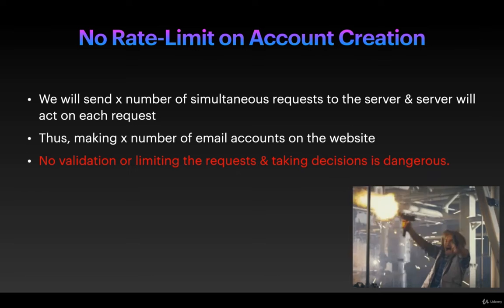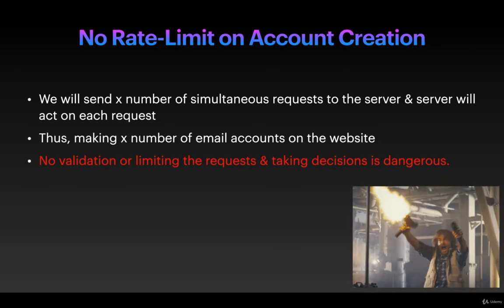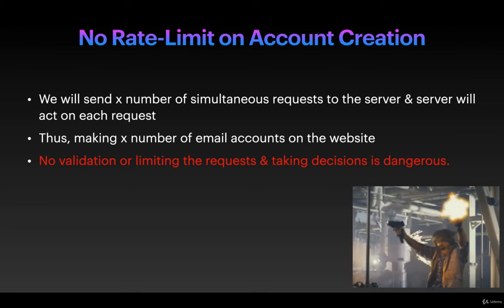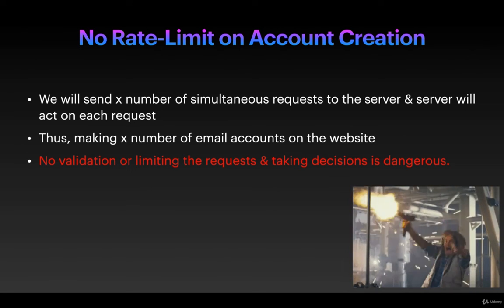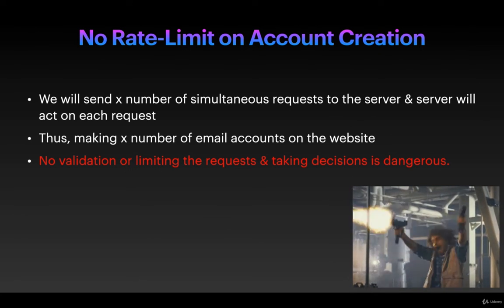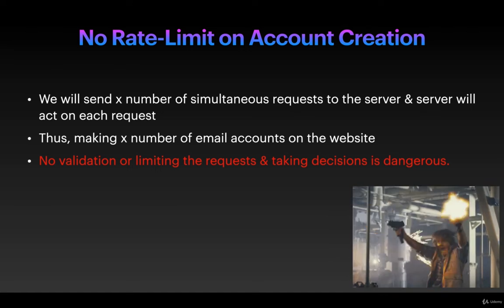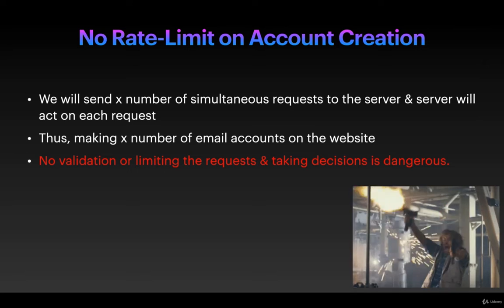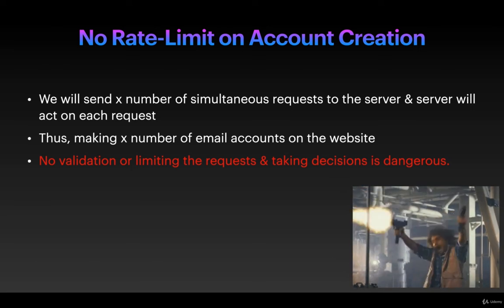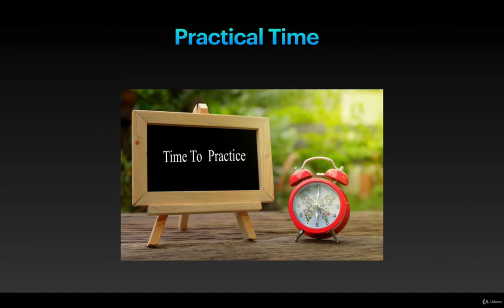So how are we going to see this and how are we going to exploit it? The first vulnerability we are going to see is no rate limit on account creation. Here, we will send X number of simultaneous requests to the server and the server will act on each request, thus making X number of email accounts on the website. No validation or limiting of requests and decisions is very dangerous for a server. So let's go to the practical.